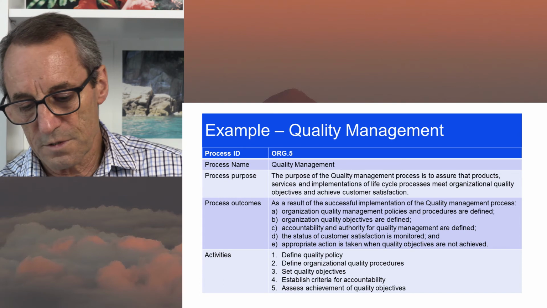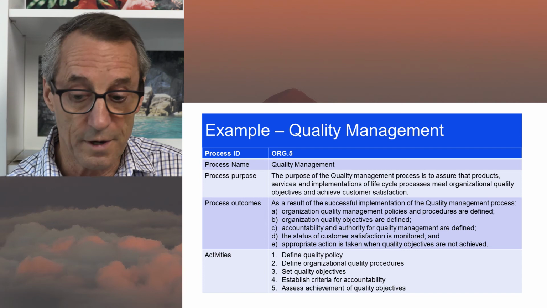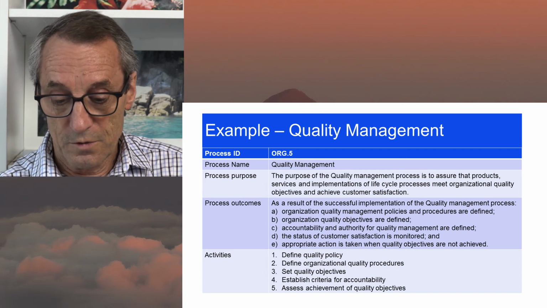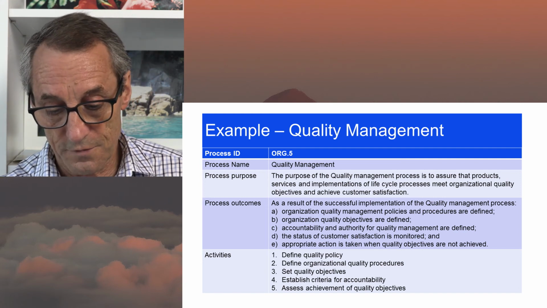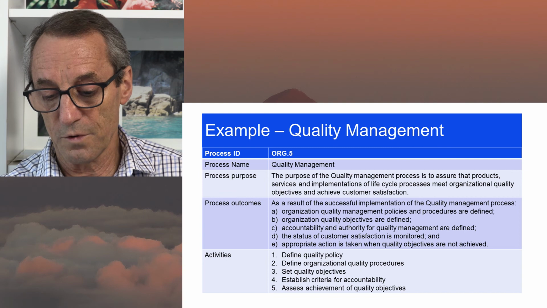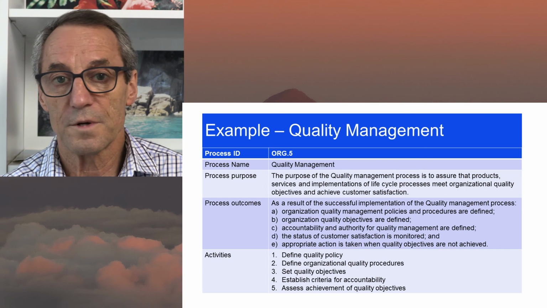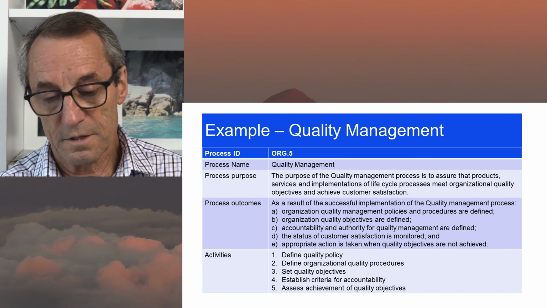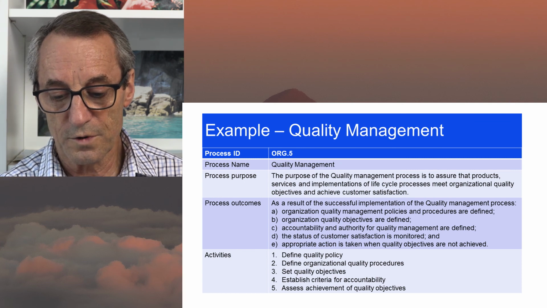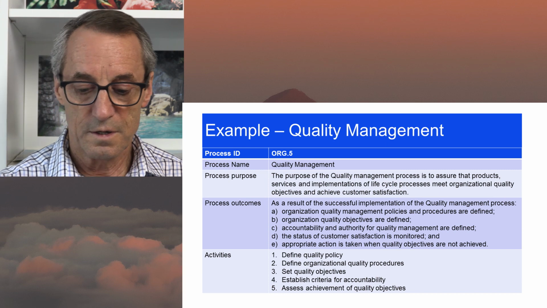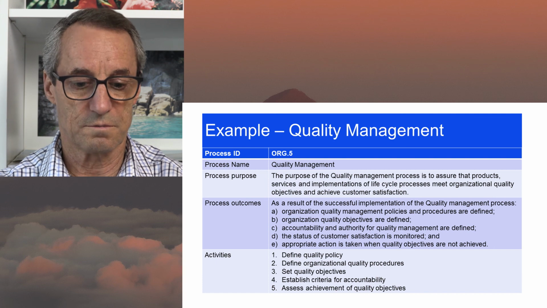Outcomes: as a result of successful implementation of the quality management process, the organizational quality management policies and procedures are defined. All right. Quality objectives are defined, accountability and authority for quality management are defined, the status of customer satisfaction is monitored, and appropriate action is taken when quality objectives are not achieved. Now that's straight out of ISO 9001. The activities, well, you have to define the quality policy, define the organizational quality procedures, set quality objectives, establish criteria for accountability, and assess achievement of the quality objectives. About what you expect.